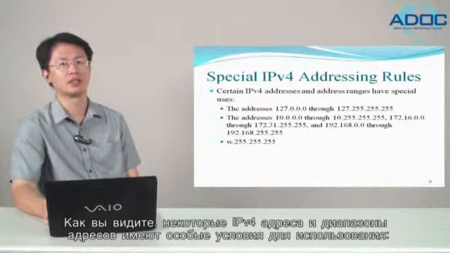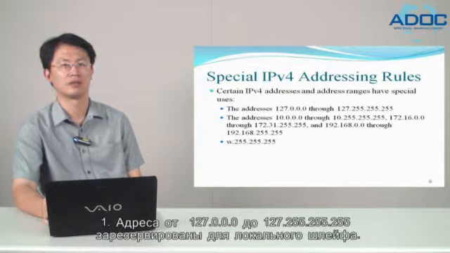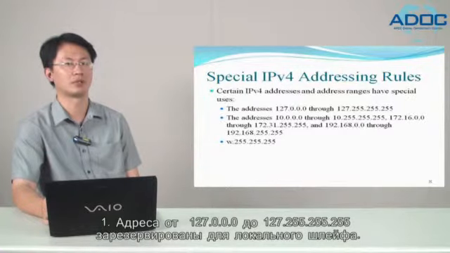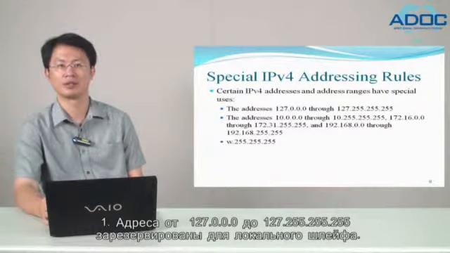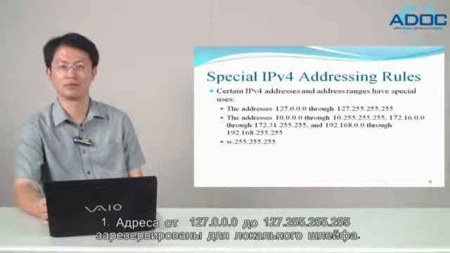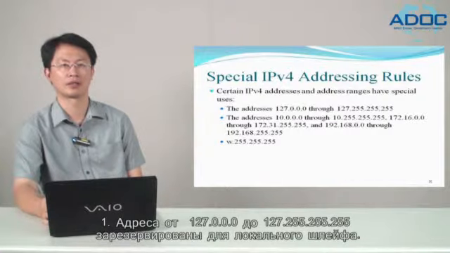As you have seen, certain IPv4 addresses and address ranges have special uses. First, addresses 127.0.0.0 through 127.255.255.255 are reserved for local loopback.